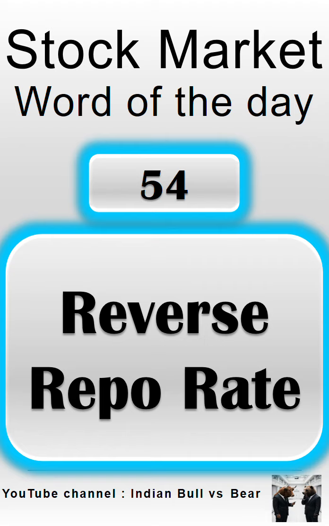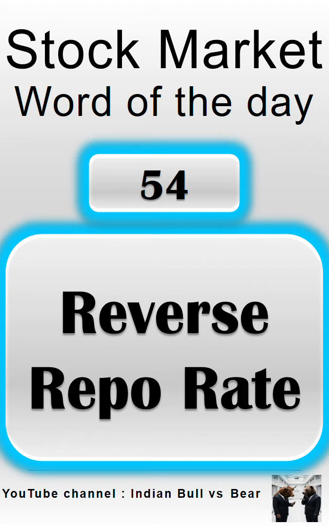When commercial banks have surplus funds that they do not need immediately for lending or other operations, they can choose to park these funds with the RBI. The RBI offers to pay them interest for these deposits, and this interest rate is called the reverse repo rate. This transaction is typically short term, often overnight, and involves the banks temporarily selling government securities to the RBI with an agreement to repurchase them at a predetermined price later.